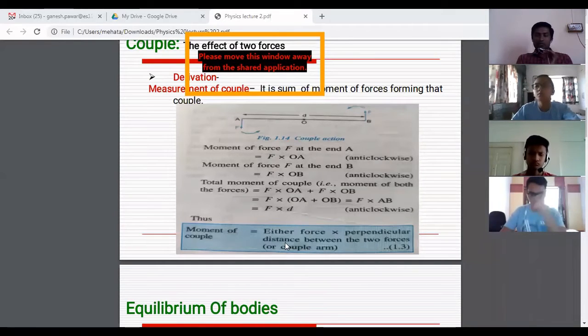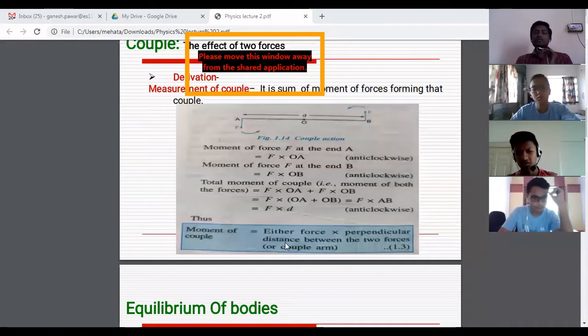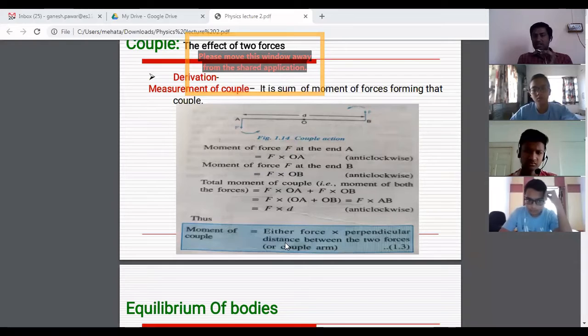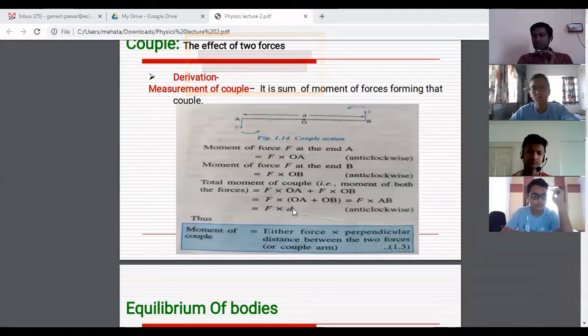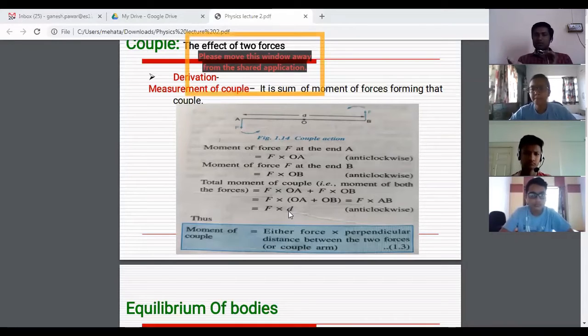Now my question is to Prajot. Can you tell me the unit of this moment of couple then? Newton meter. Again, it is going to be a Newton meter, just like moment of force. You can see that it is a force into distance. For force, it is Newton. For distance, it is meter. So both the moment of force and moment of couple have the same unit. Both of them have the same effect of turning.